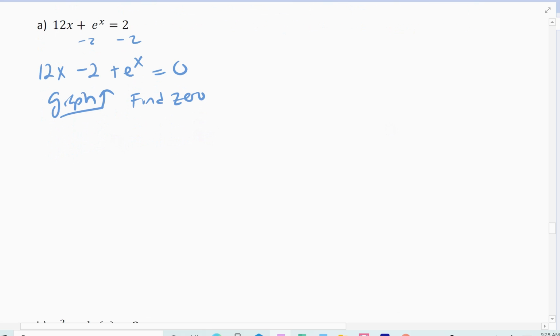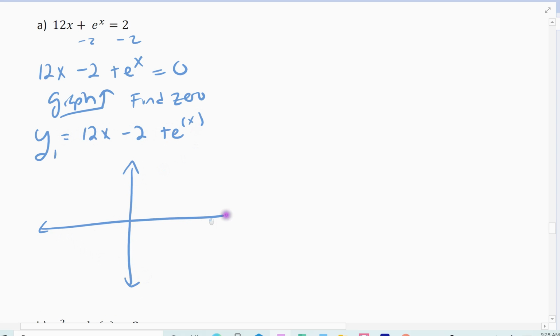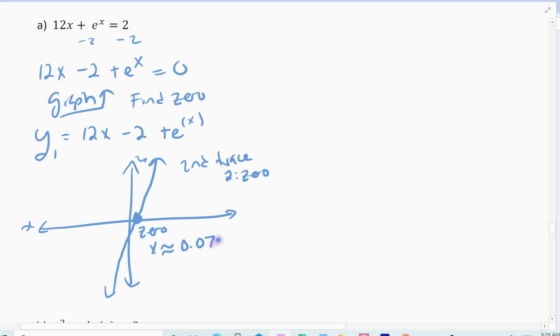And so if I graph, a standard window should work. In your calculator in y1, you'd graph 12x minus 2 plus e raised to the x. Standard window, and it looks like a pretty straight line. It kind of comes up like this, and there's that equation, and we want to find its 0. To find the 0, you would hit second trace, second one down, 0, and then it'll ask you left of it, right of it, guess, and it'll give you your approximate answer, which is 0.077. Right, that's one way to solve it graphically. So this is if we graph and find a 0.